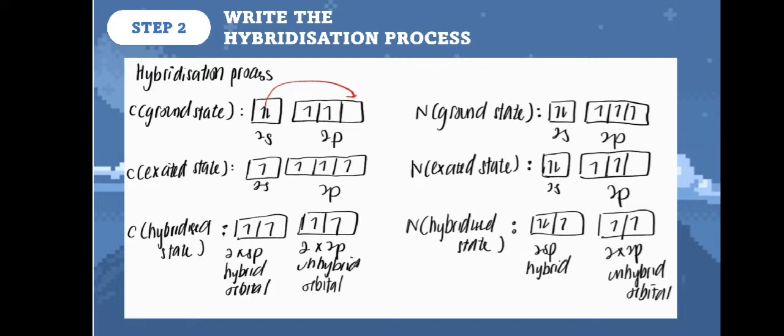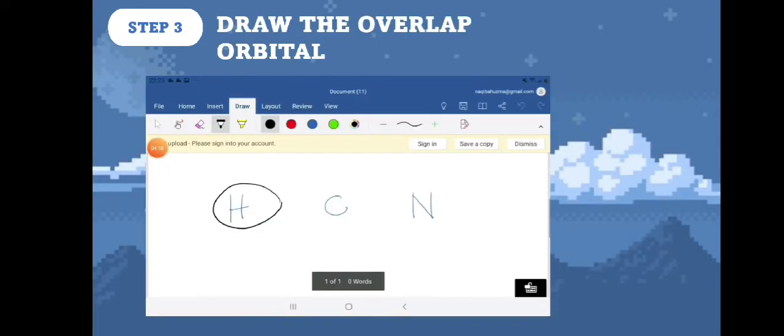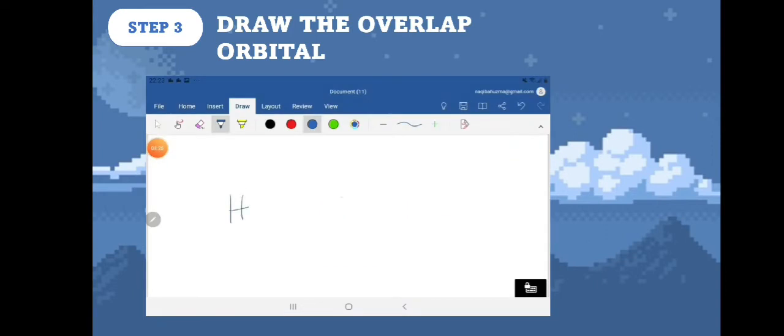So for each central atom, we need to have the ground state, the excited state, and the hybridized state. So the final step is draw the overlap orbital. So let us watch the video on how to draw the overlap orbital.